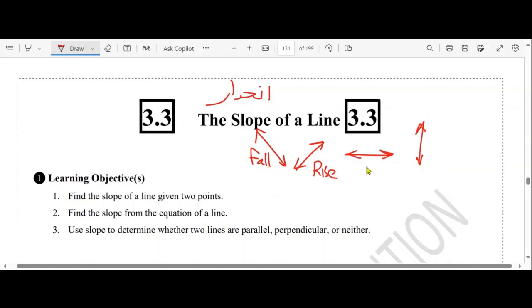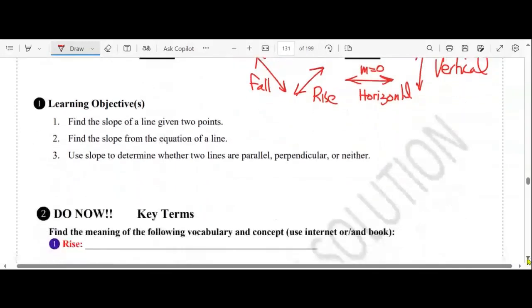And this one is what? Horizontal. Horizontal, the slope is zero. And this is vertical. Now, horizontal, the slope is zero. So the slope here is equal to 0. And here the slope is what? Undefined. Very good.